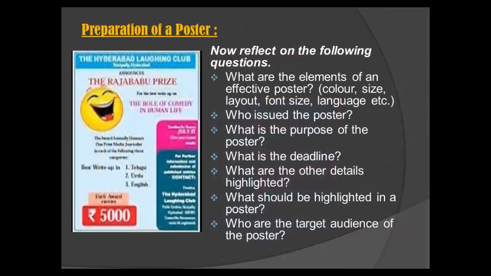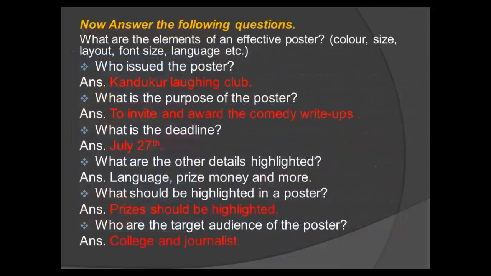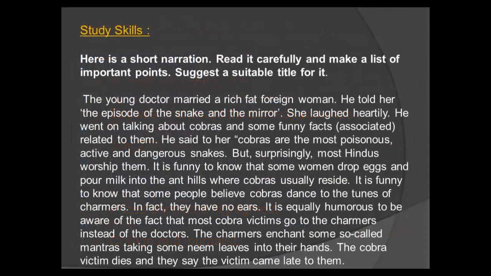See next. Coming to the statistics, here is a short narration. Read it carefully and make a list of important points. Suggest a suitable title for it. Here there is a short story. Children, you have to read the story and decide the title of the story and any important points to be noted.